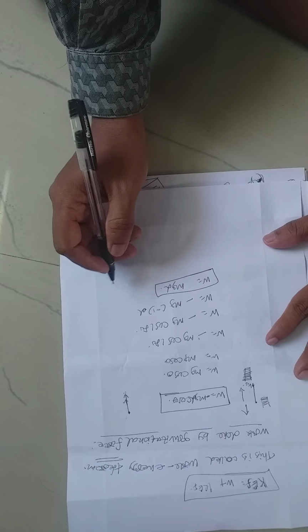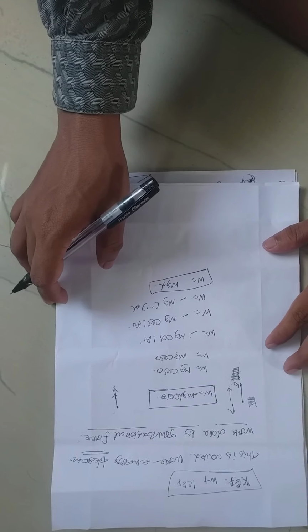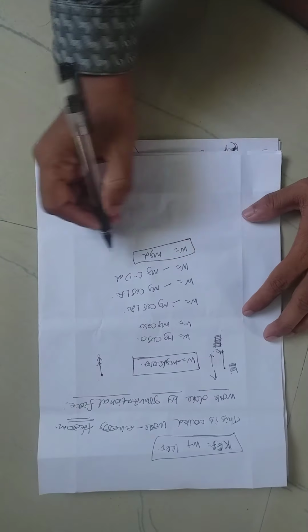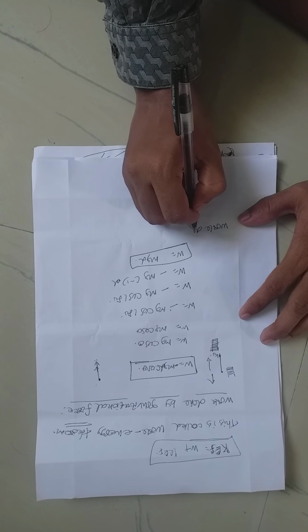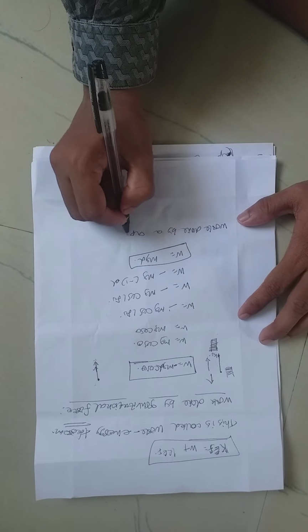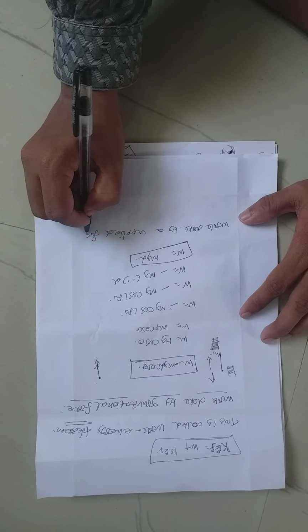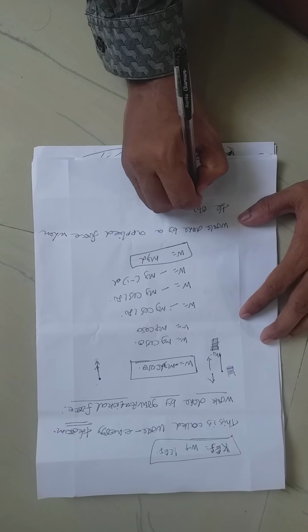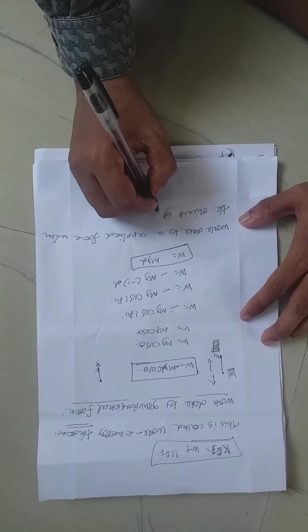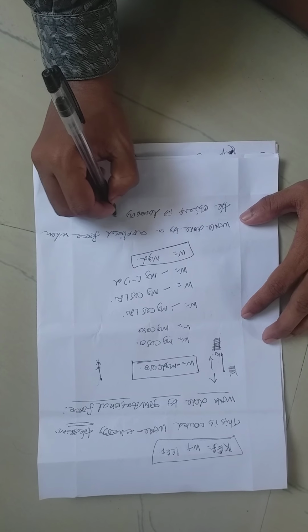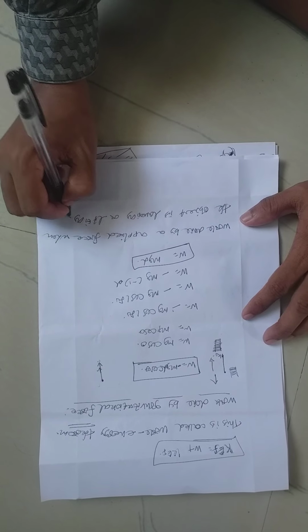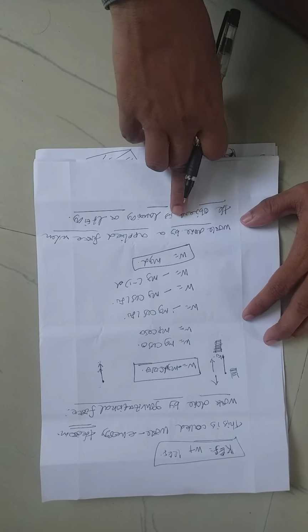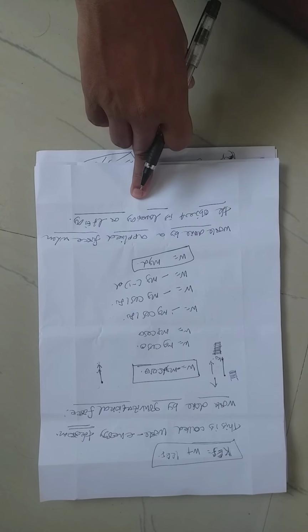Now we are going to see the work done by an external, applied force when the object is being lifted, and the work done by the applied force when the object is being lowered.